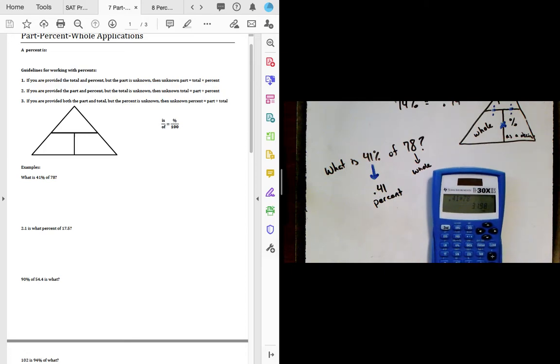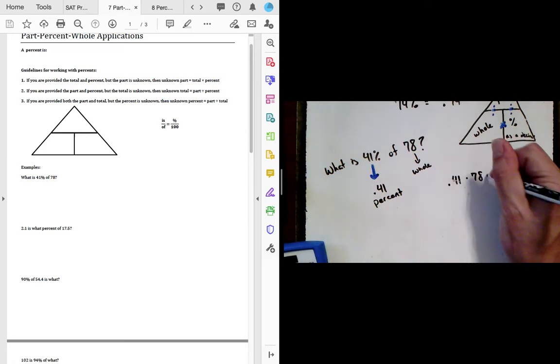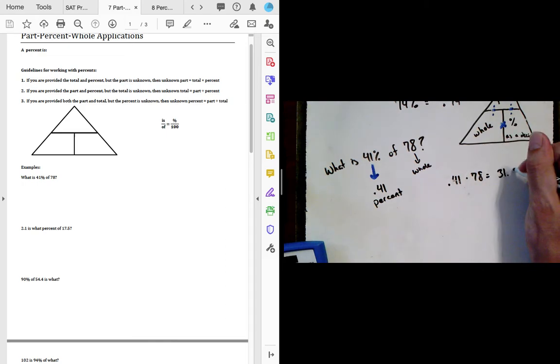We get 31.98. It doesn't have to be a nice whole number. Oftentimes it is when I make exams and stuff, but this is a good example to show you that it can come out in multiple forms. It doesn't have to be a nice, neat number. X equals 3 is not always the answer, right?